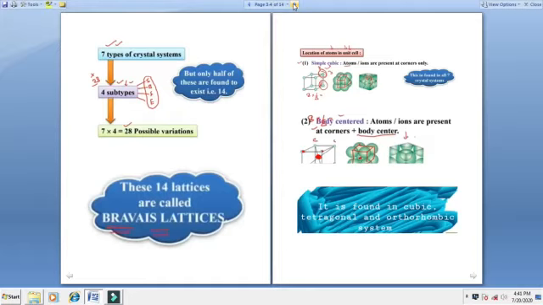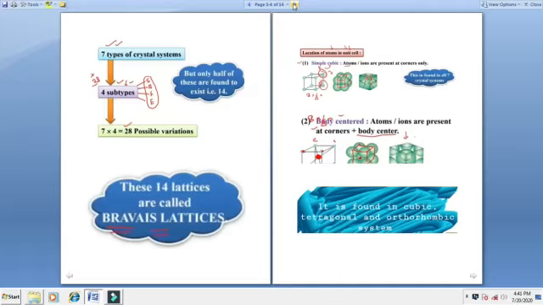In the last video, we studied about the 4 types of unit cells: simple unit cell, body-centered unit cell, face-centered unit cell, and end-centered unit cell. Every crystal system can have these 4 types of cells. So in all, there is a probability of having 28 possible variations, but only half of these are found to exist, that is 14. These 14 lattices are called Bravais lattices.